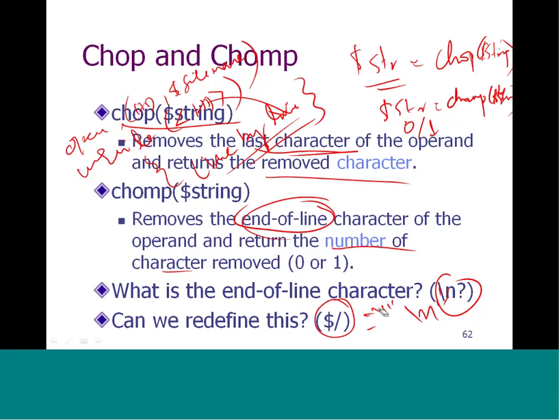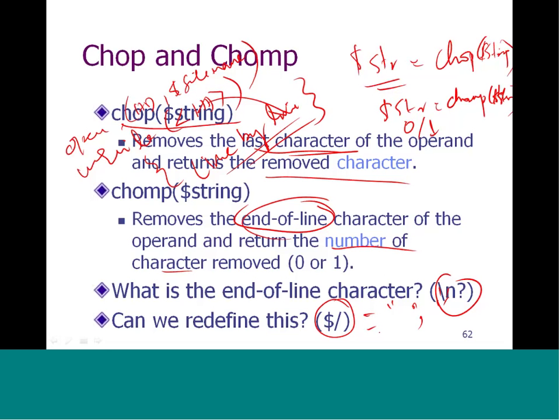So now you can see, if it is backslash n, you can change it to whichever character you want. Say you have a semicolon delimited file, you simply change this to semicolon, so then it treats semicolon as the end of line character and reads all the way up to that semicolon.